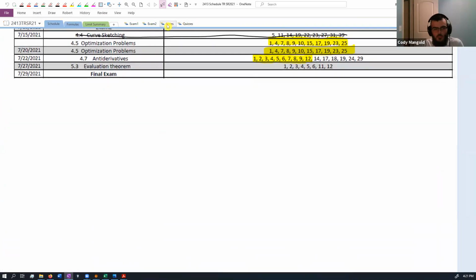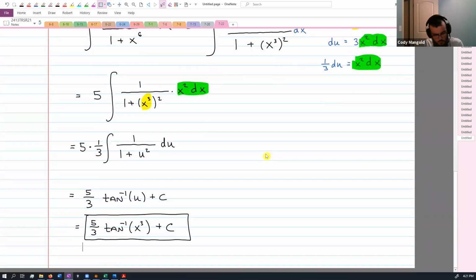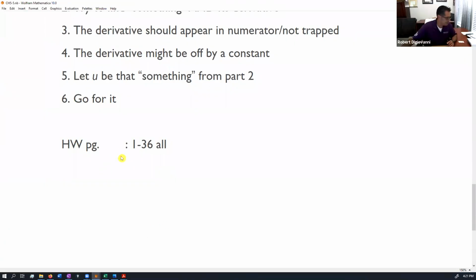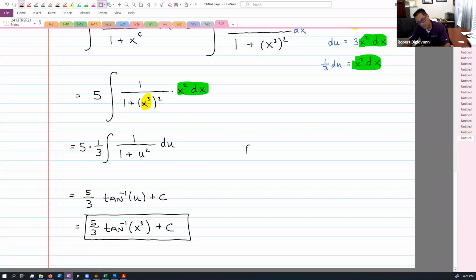Wait, I thought we just did 5.5. Well, there it is. It's page 306 in the book, 1 through 36 all. Page 306, 1 through 36 all. That's my recommendation. I mean, there's no such thing as doing too many U-substitution problems.